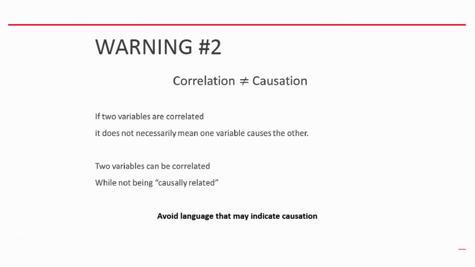So when we go to describe these variables that we're going to be working with, I want to make sure, and you want to make sure, that you're avoiding any language that might indicate causation. So stick to words like correlated or correlation or associated, not caused or leads to or anything that might indicate that kind of language.